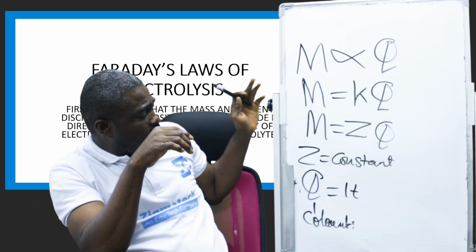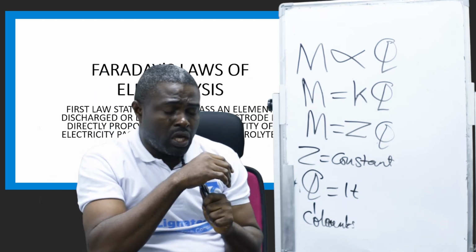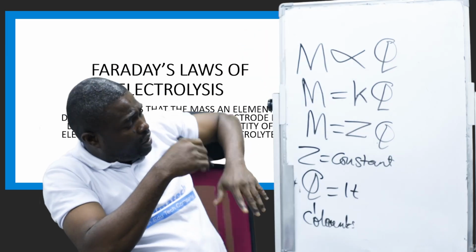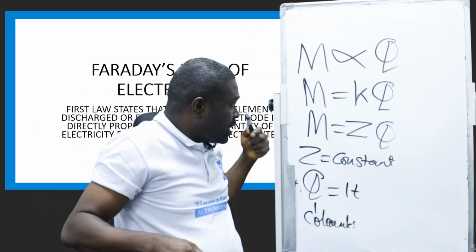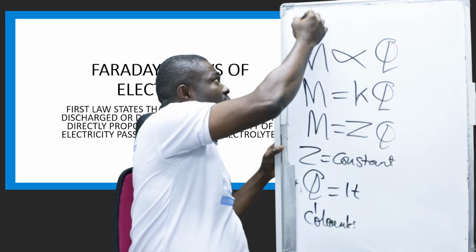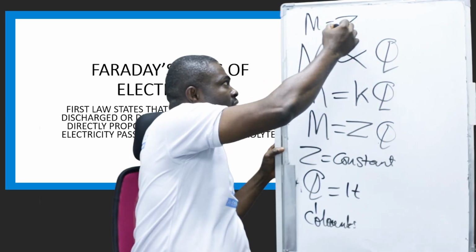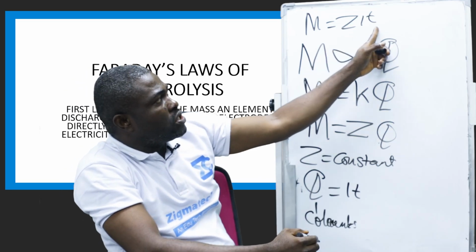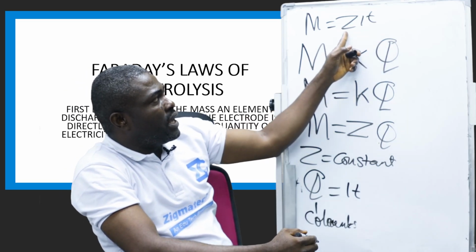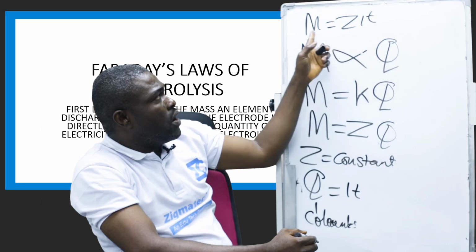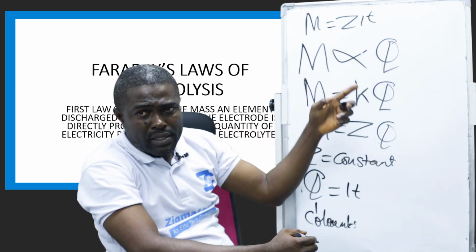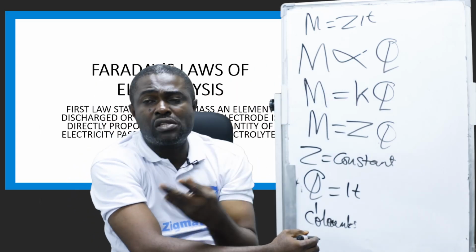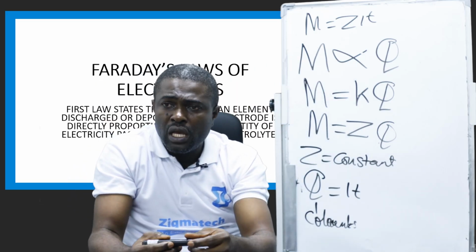So this is the mathematical expression of Faraday's first law. If you round up, you get that mass is equal to ZIT. What is the IT? Quantity of electricity. What is the Z here? The constant. And what is the M? The mass. This is an expression for Faraday's first law of electrolysis.